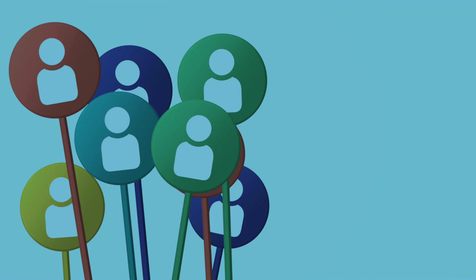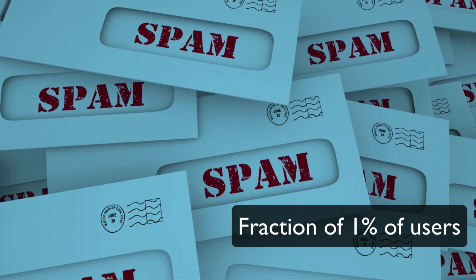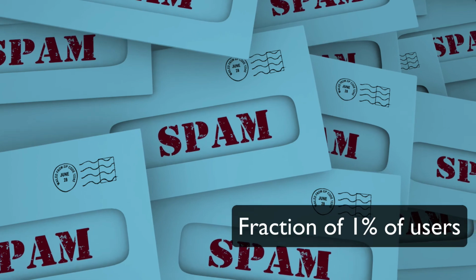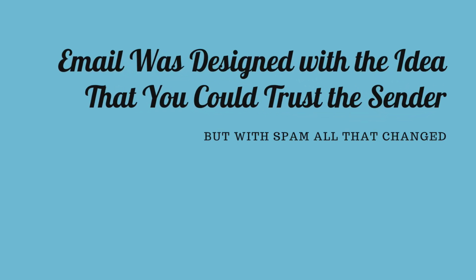Unfortunately, as time went on, the companies that brought you junk mail to your home mailbox also started delivering spam to your email inbox. As computers got faster, sending spam got cheaper, and it quickly became a huge problem for large email service providers. Spam was so cheap that only a fraction of 1% of users had to click on a link or buy a product to justify it. Email was designed with the idea that you could trust the sender. But with spam, all that changed. New measures had to be put in place to combat this new problem.